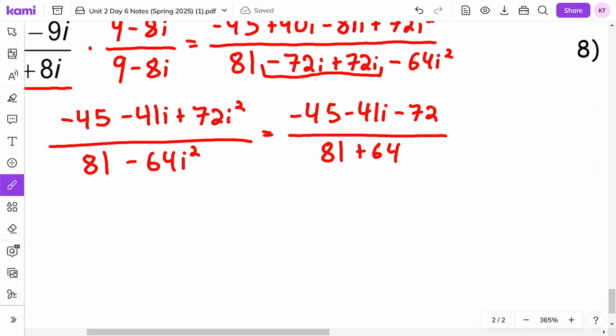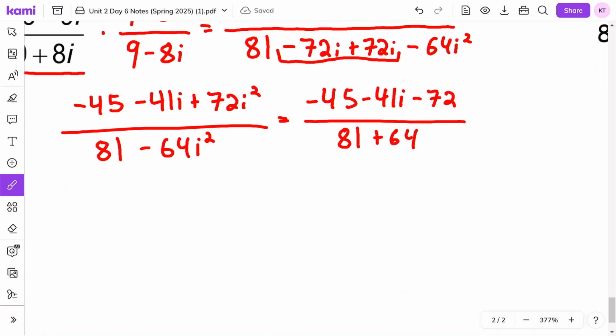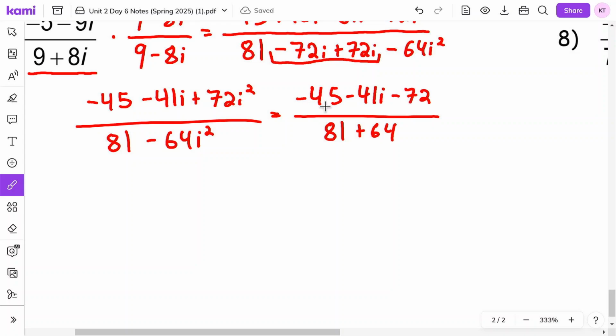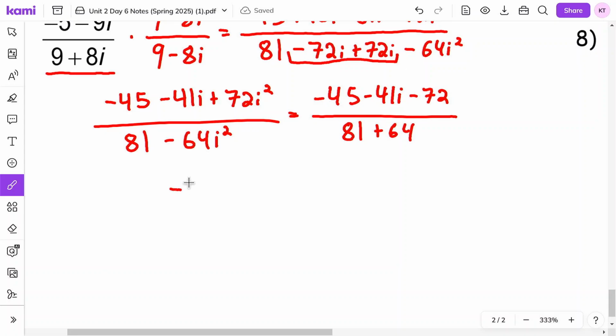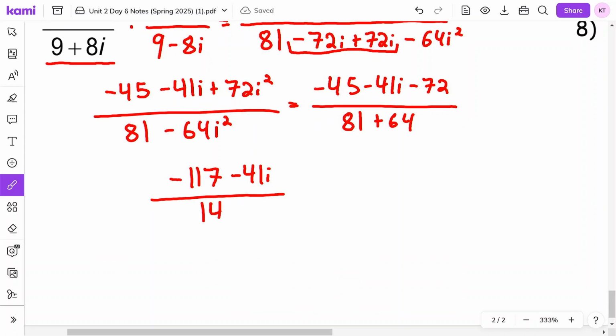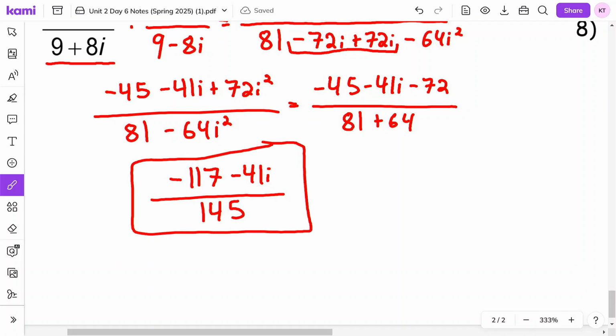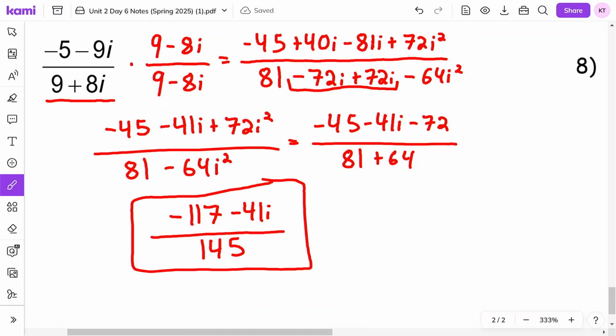So again, I'm going to combine like terms once again. I'll do that below. Negative 45 minus 72 will give me a negative 117 minus 41i, and then 81 plus 64 will give me 145. So again, this was a lot of work for this one, but as long as we follow our same steps as we did on the previous one and the same concept of multiplying our numerator and denominator by the same thing, we should get to our answer quite fine.